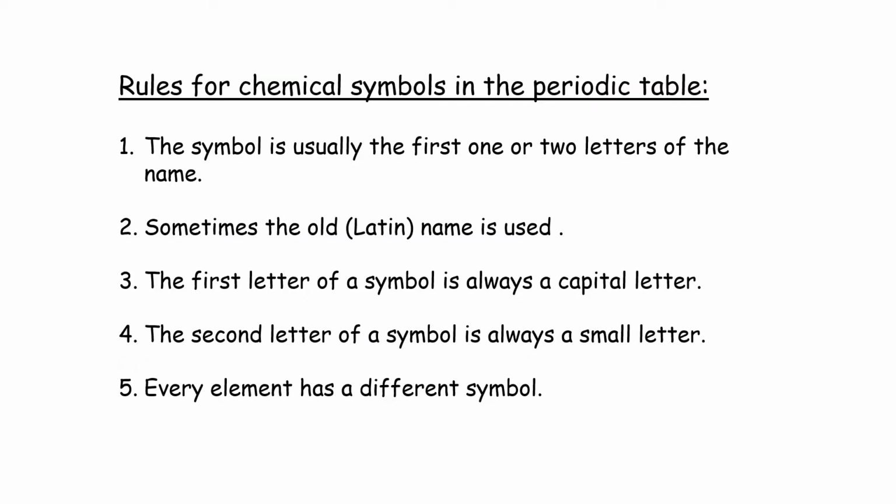Rules for chemical symbols in the periodic table. Number 1. The symbol is usually the first one or two letters of the name. Second, sometimes the old Latin name is used. Third, the first letter of a symbol is always a capital letter. Fourth, the second letter of a symbol is always a small letter. And fifth, every element has a different symbol.